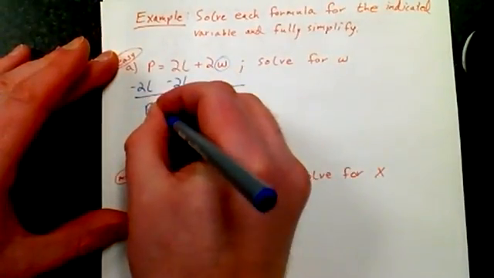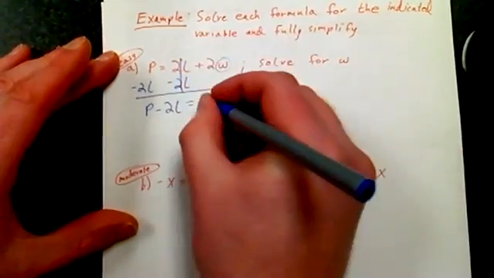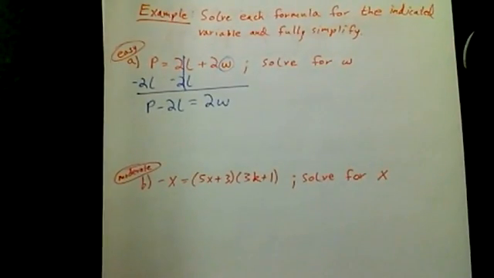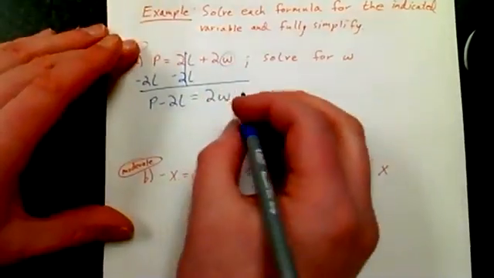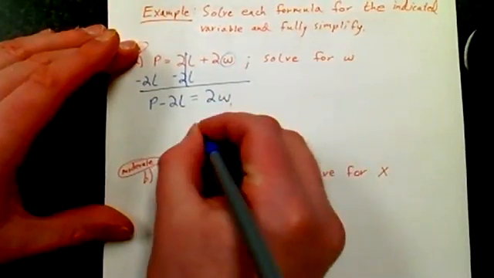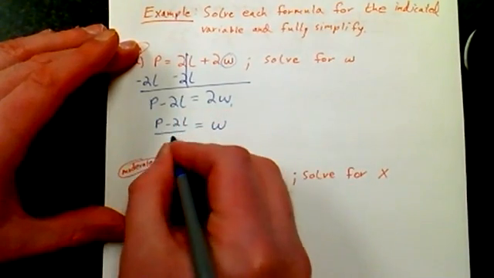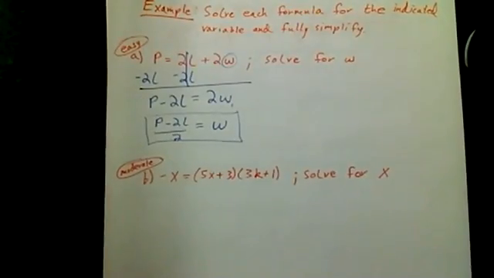So the perimeter minus 2 times the length is equal to 2 times the width. From here, it's not too hard. How do I get W by itself? Well, divide it by 2. So if I divide both sides by 2, I'm getting the width is equal to the perimeter minus 2 times the length, divided by 2. And there's my width, okay?